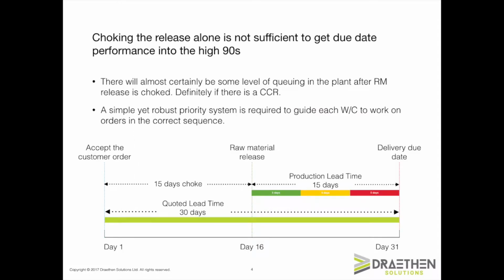To choke the release of raw materials, we distinguish between the quoted and production lead times. We accept orders but hold back or choke the release of raw materials until the start of the production lead time. Remember, due date minus the production lead time equals the raw material release date, and we are very strict in ensuring that work orders are not released to the plant before their raw material release date or released too late. Not too early, not too late.